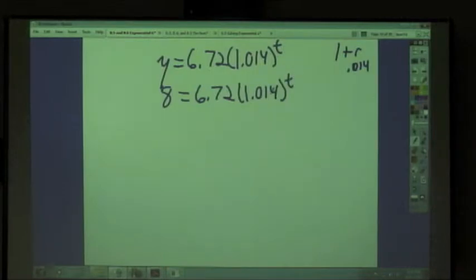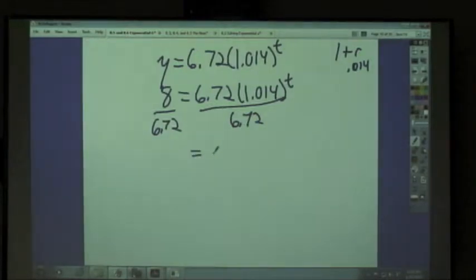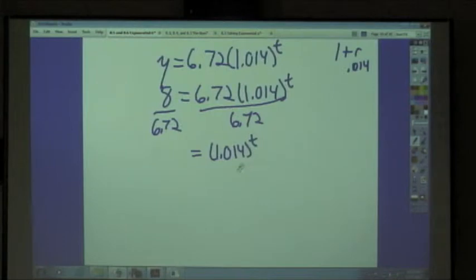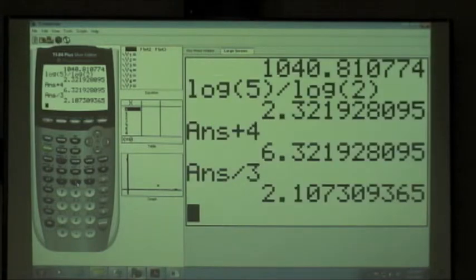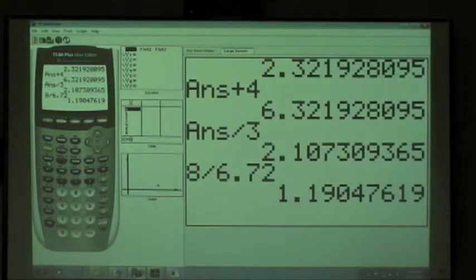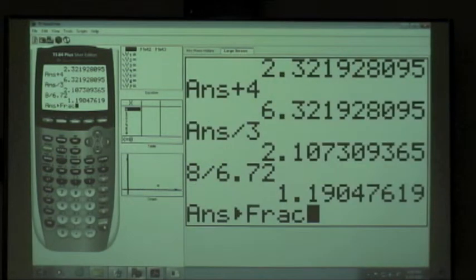So when you want to solve this, you divide both sides by 6.72. When you divide this side by 6.72, you're going to get 1.014 to the t power equals 8 divided by 6.72. Take out your calculator. 8 divided by 6.72 is going to be an ugly decimal here. Remember what I told you about that. You want to take that and do math, enter, enter.